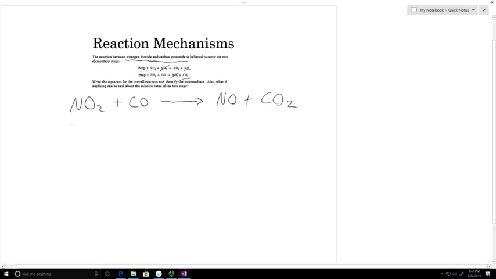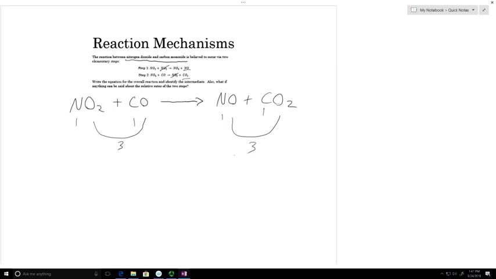We have one nitrogen and one nitrogen. We have one carbon and one carbon. We have 3 oxygens and 3 oxygens. This equation is balanced, and it is the correct overall equation.